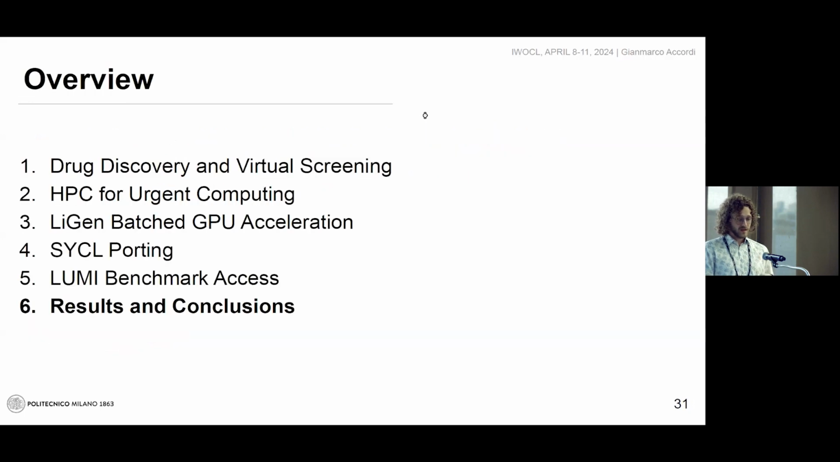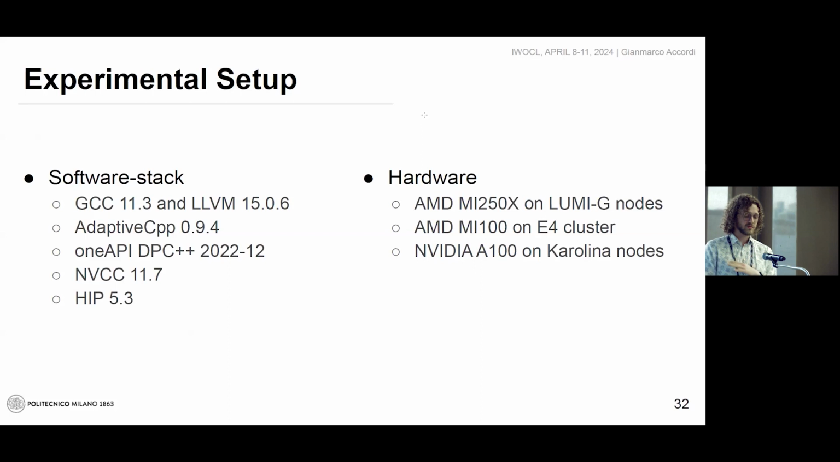In the end, that's the software stack we were able to get. So we used at least recent versions, more or less, of GCC and LLVM. And this is also the version of the AdaptiveCPP and oneAPI compilers we got. Also, the oneAPI one we built from the GitHub repository. And there's also some hardware we used for reference. For example, for AMD GPUs, we used as a reference the AMD MI100 GPUs on the E4 cluster.